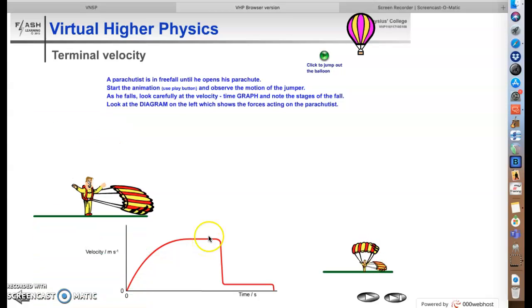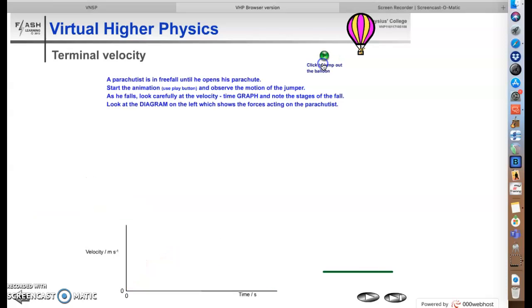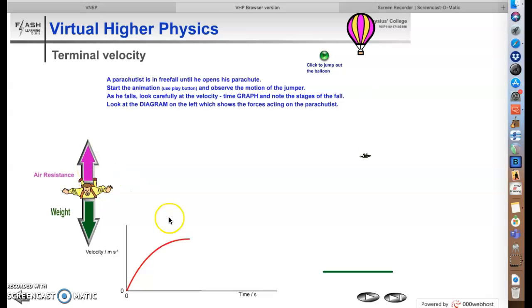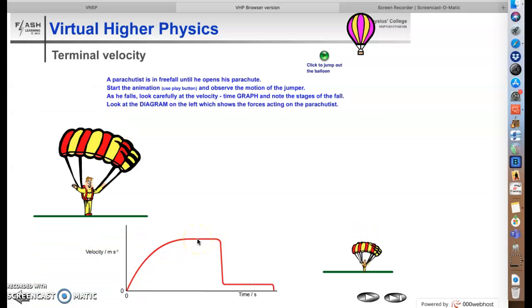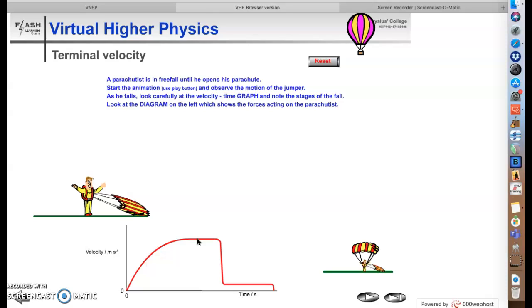So we'll just go back and watch that once more, and then we'll concentrate on opening the parachute in a wee second. So the weight arrow is fixed, the air resistance increases, then it gets balanced, and at balanced forces you get constant velocity. So you get that wee bit of time there where the velocity is constant before they've opened the parachute.